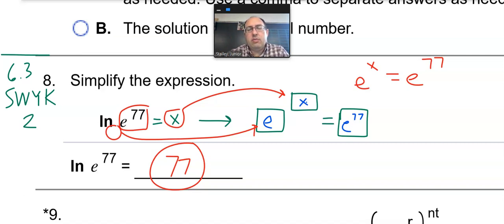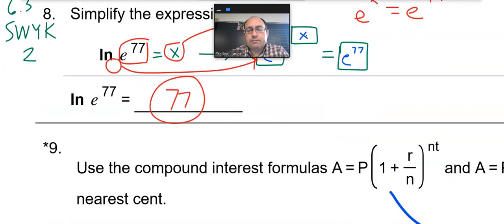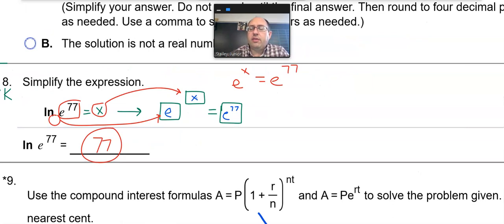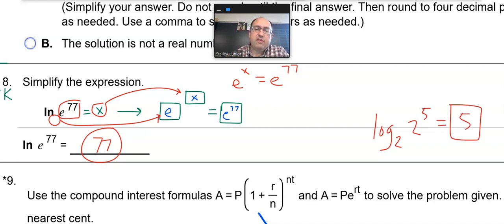But I need you to understand what you're looking at, not just, oh, okay. By the way, that same thing would be true if the question was log base 2 of 2 to the 5th. The answer to that would be 5, okay? If the base of the argument and the base of the log match, then the exponent is given to you. Ta-da, you got the answer.